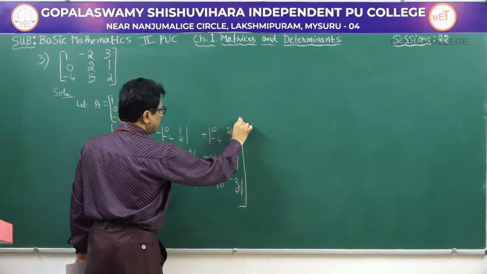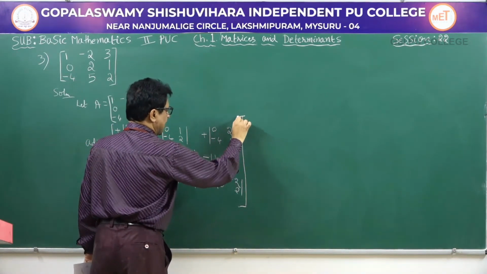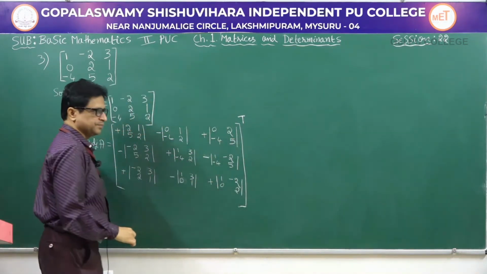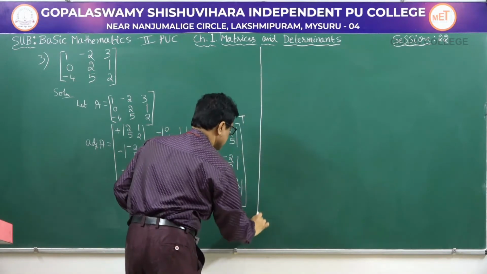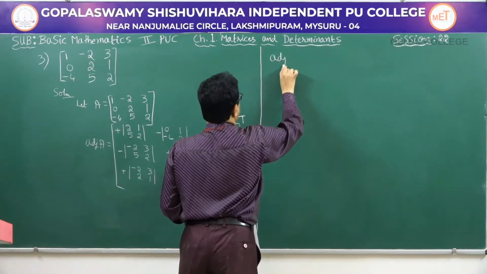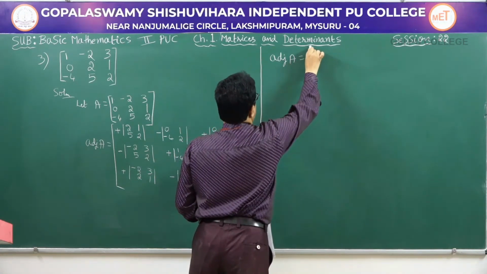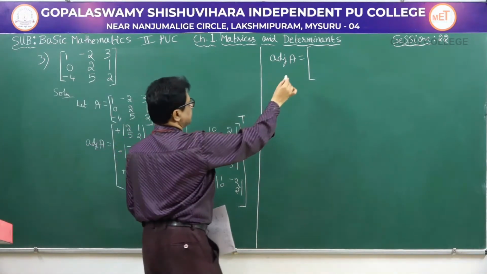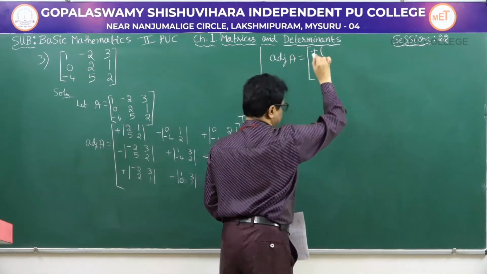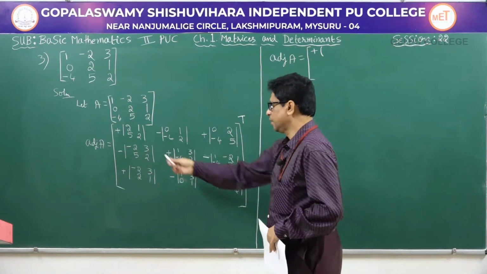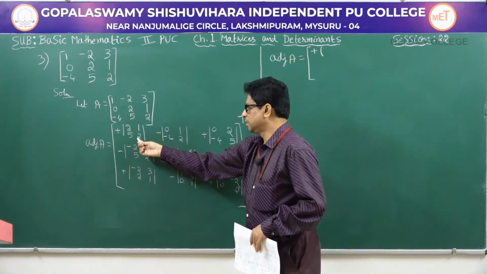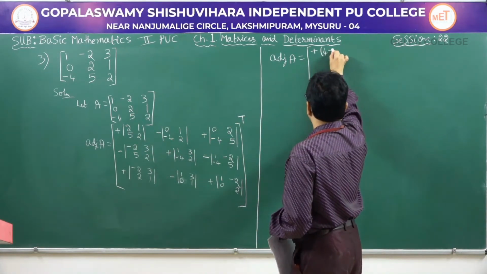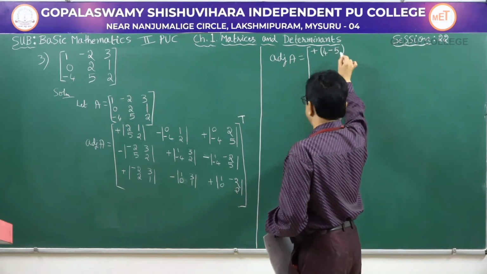After this, we have to write T, that is transpose. Adjoint A is equal to, so first we shall write plus 2 into 2, 4, minus 5 into 1, 5. So 2 2s are 4, minus 5 1s are 5.